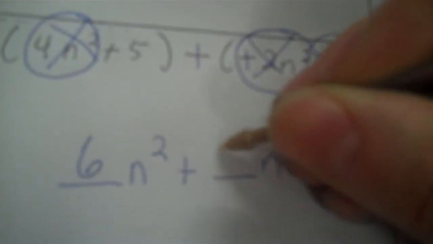Then n, I do not have anything multiplied by just n in the first polynomial. In the second one, we have this n multiplied by negative 2. Okay. Then the constants, okay? We have a 5 and a 4. 5 plus 4 is 9, okay?